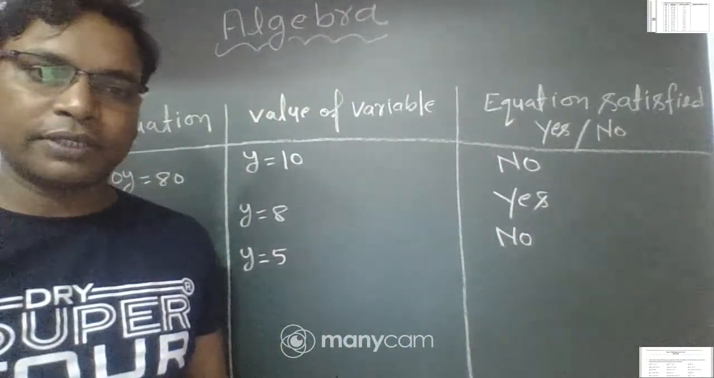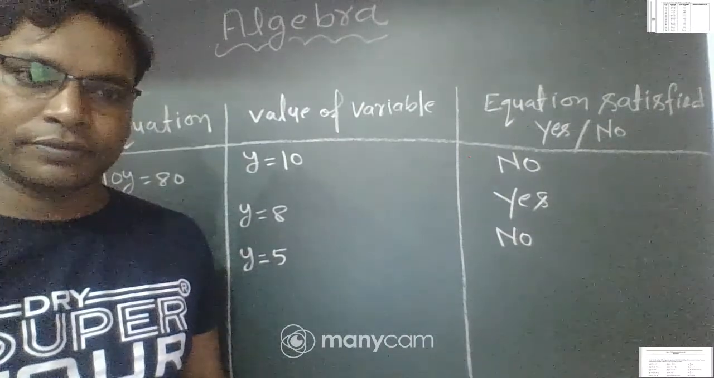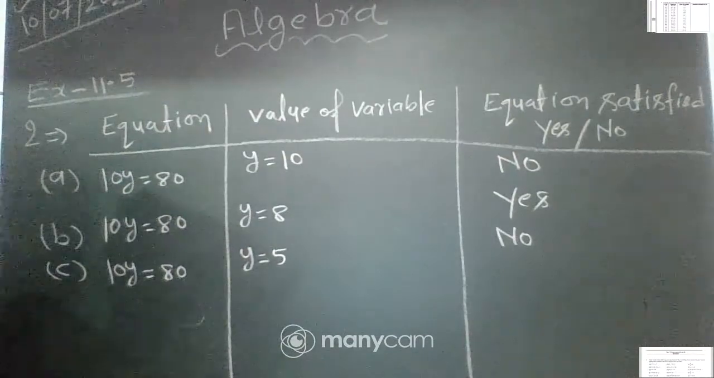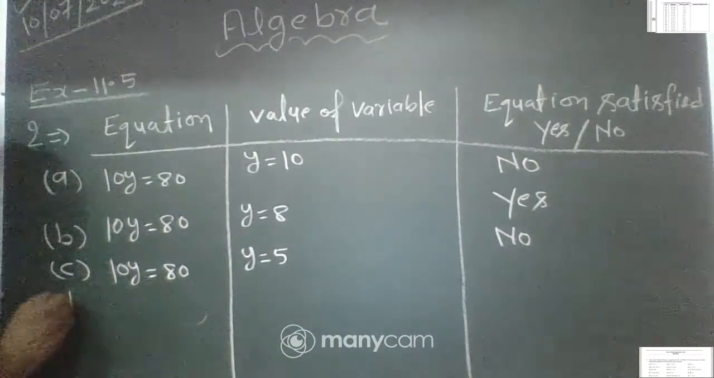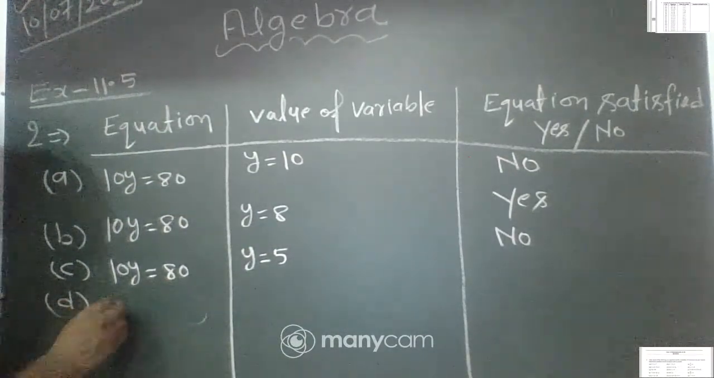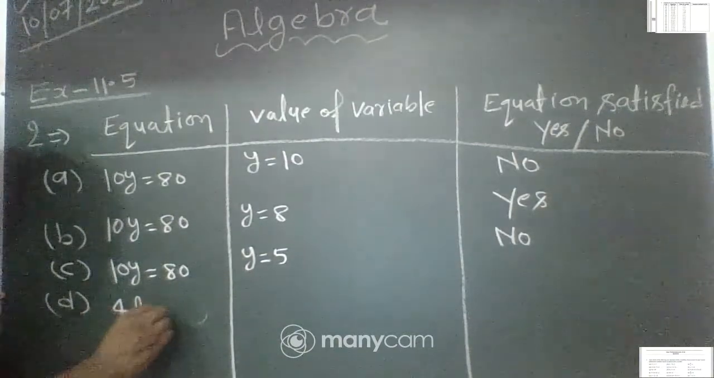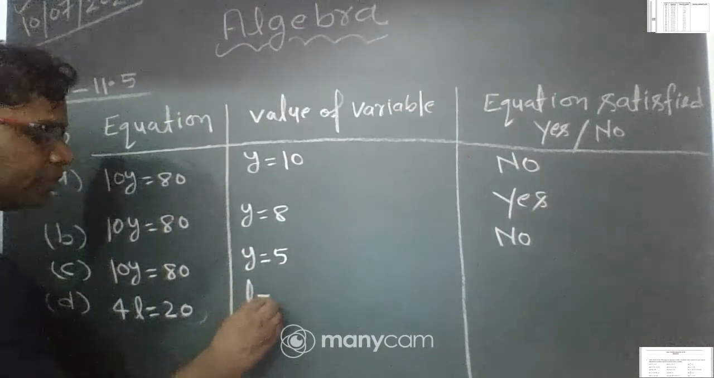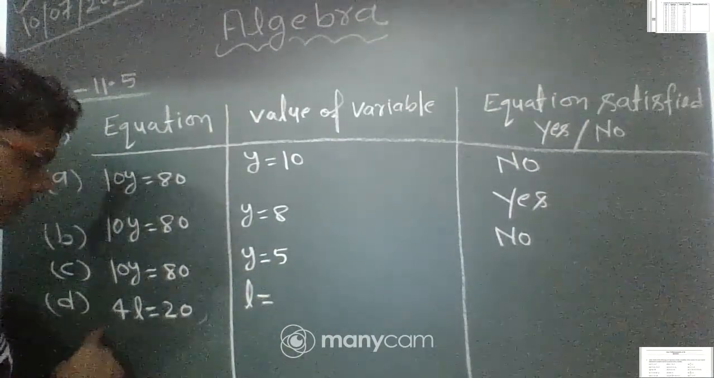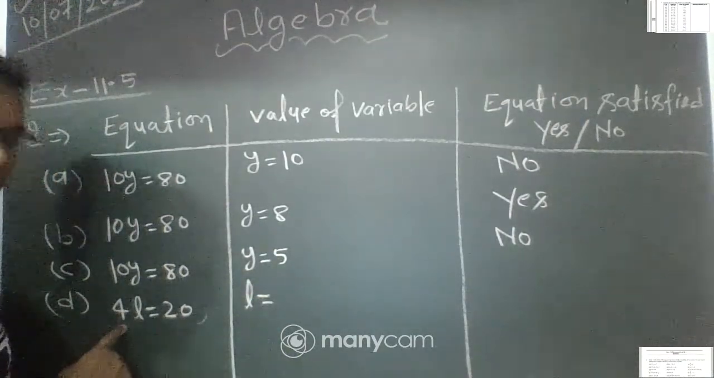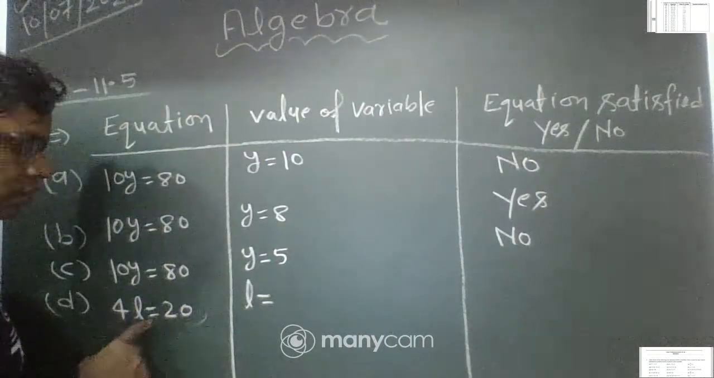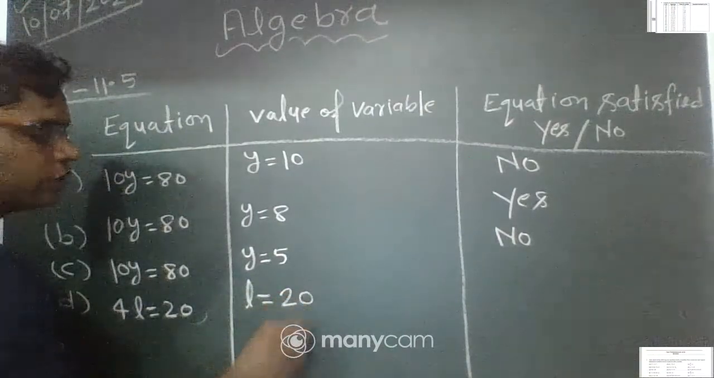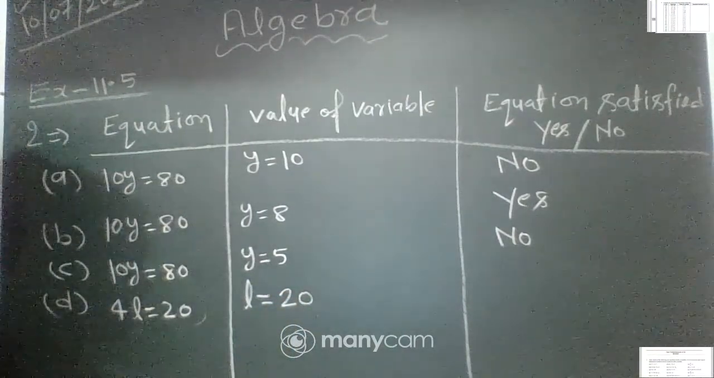Now next part of this equation. Now this is the D part. D part is 4L is equal to 20, and here the variable is L. Okay, this is an equation because you can see here left hand side is equal to right hand side. Okay, and the variable is L. The value of L is given as 20.